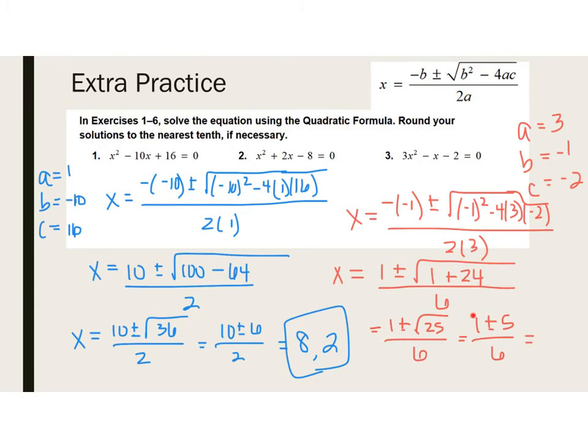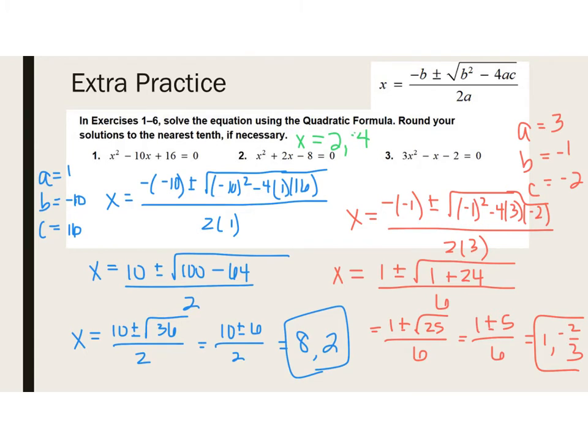So what's 1 plus 5? That's 6. Divided by 6? That's 1. And then what is 1 minus 5? Negative 4 divided by 6. That's negative 4/6, which is a negative 2/3. All right, the answers to 2, in case you want to work that one out, the answers to 2 are 2 and negative 4.